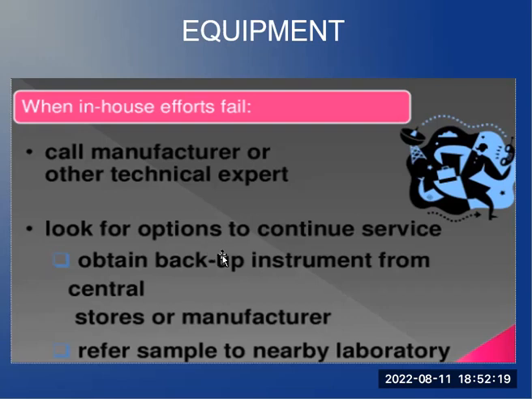Then refer your sample to a nearby laboratory. So if there is a problem with the machine and there is no backup equipment, you need to send your samples to a partner laboratory. It is under your SOPs; the SOP will stipulate options for the contingency plan. So every laboratory should have this contingency plan in their SOPs.